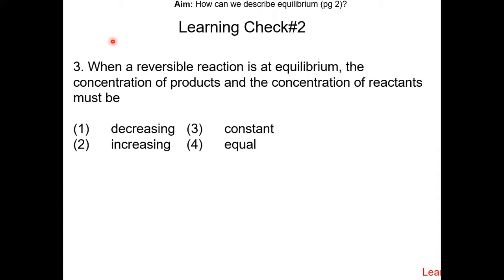Learning check number 2. When a reversible reaction is at equilibrium, the concentrations of the products and the concentrations of the reactants must be what? Pause the video and resume as completed. The answer is choice 3, constant.